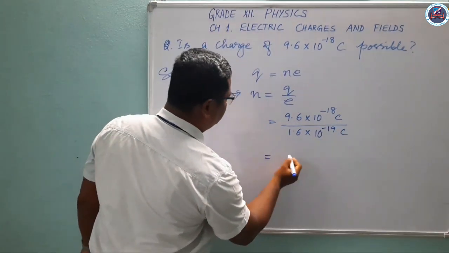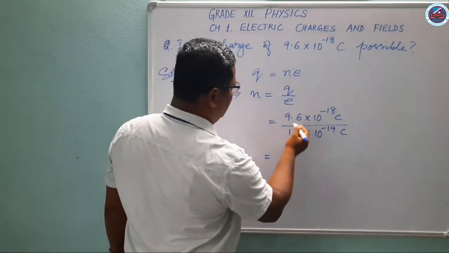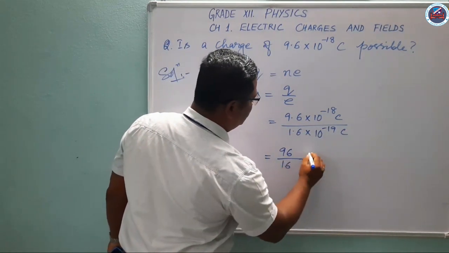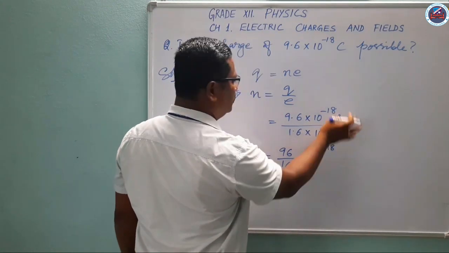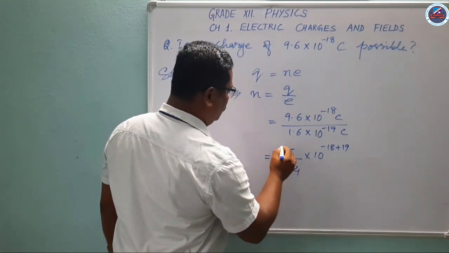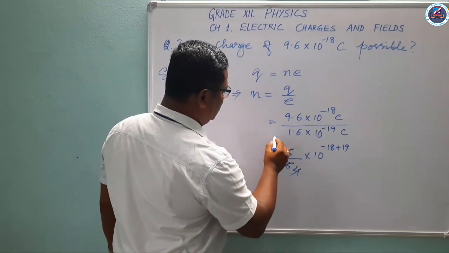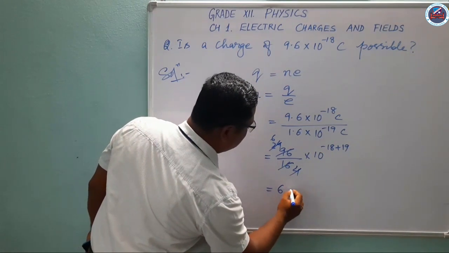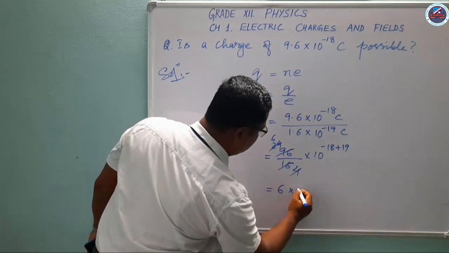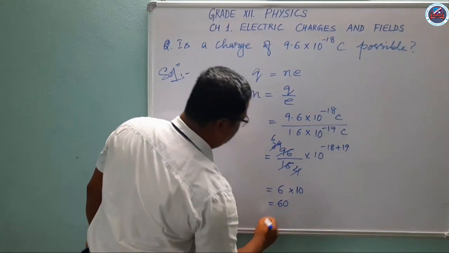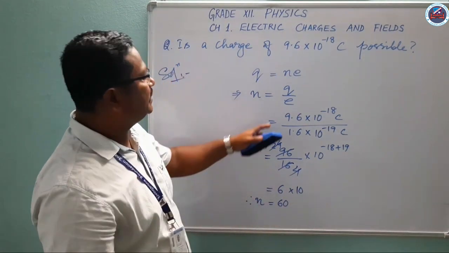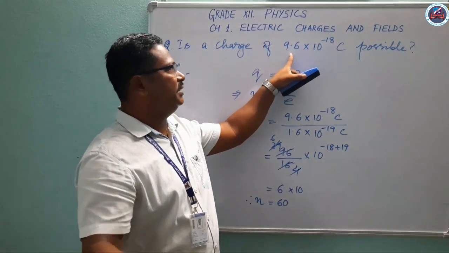Coulomb will get cancelled. Let us calculate it. After the decimal there is 1 digit, so you can remove it. You can write 96 by 16 into 10 to the power minus 18 minus 19; if you take it up, it will become plus 19. Coulomb will get cancelled. 4 4s are 16, 4 2s are 8, 4 4s are 16, 4 6s are 24. So it is coming out 6 into 10 to the power 19 minus 18, which is 1, so 10. So it is coming out as 60. So it is an integer. So the n value came out as an integer. So yes, this charge on an object is possible.